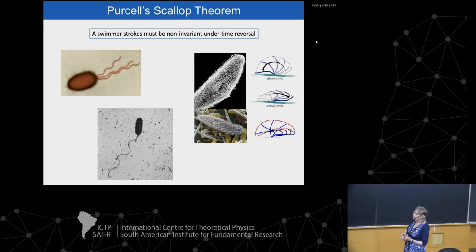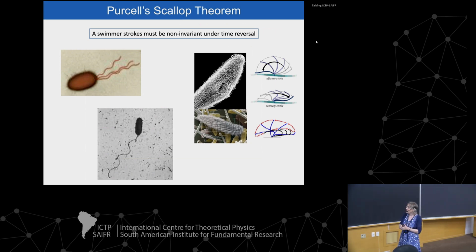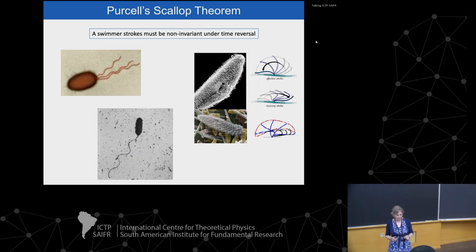Similarly, you can also have ones which have a corkscrew-like thing on their back end, because that has a handedness, and having a handedness, if you have a sort of coil, that will give you a direction in time. So that's why these bacteria are these strange shapes. It's so they can move. That's called the scallop theorem, and it's a very famous and very cute theorem.